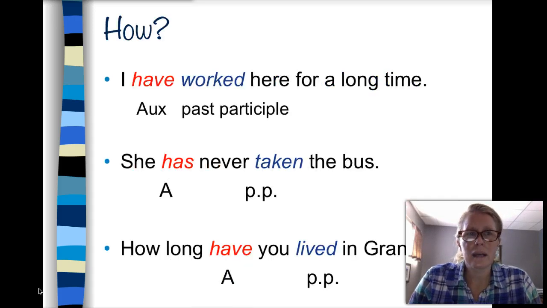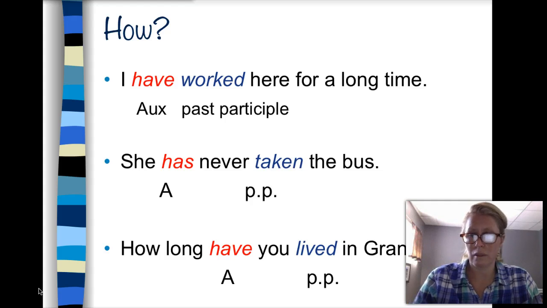So we use it by conjugating the auxiliary have into the present, and then we use the past participle of the verb. So I have worked here for a long time. She has never taken the bus. Don't forget to conjugate your auxiliary. I have, you have, she has. And the question form, how long have you lived in Granby? I don't think there's a big struggle with that.